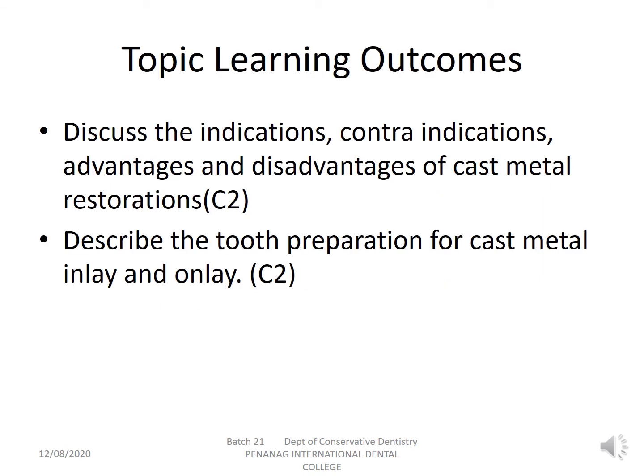In the previous lecture, we discussed the indications, contraindications, advantages and disadvantages of cast metal restorations. And we have seen some of the design features of cast metal restorations, such as the various bevels given in cast metal restorations and also the flares, primary flares and secondary flares, which are given in a cast metal restoration. Today we are going to discuss the tooth preparation for typical inlay and onlay preparation.